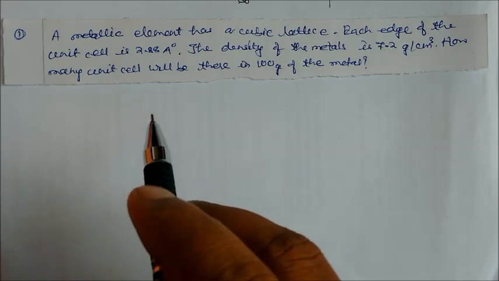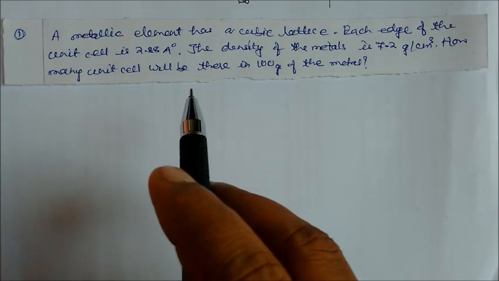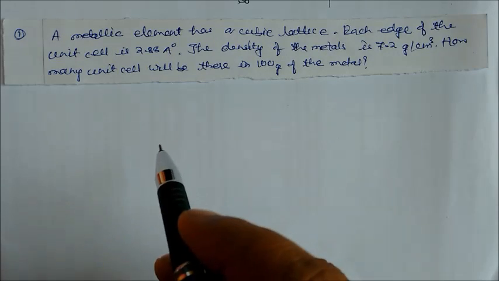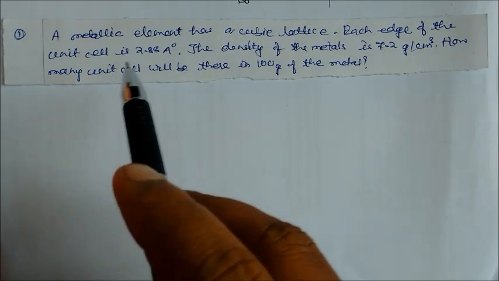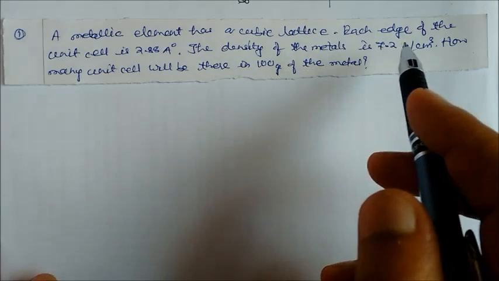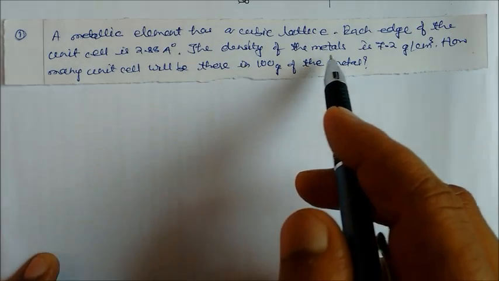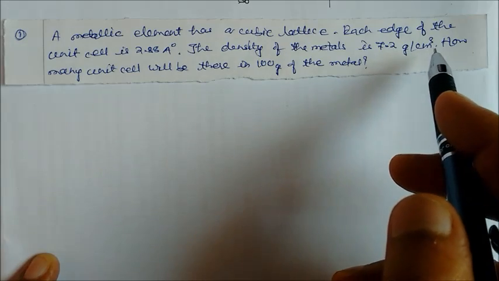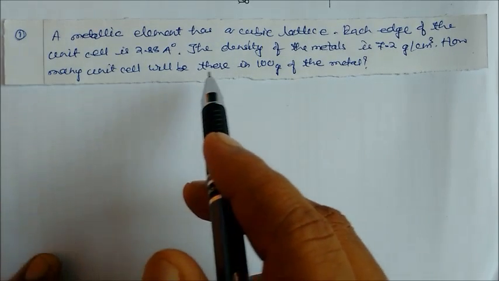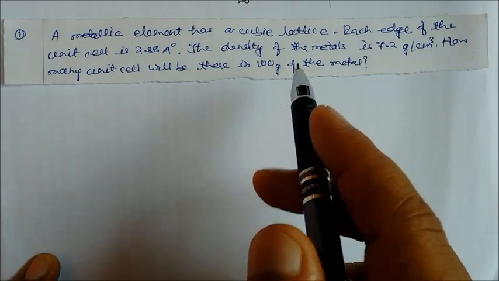We'll solve some problems based on the solid state chapter, and the topic is unit cells. Here, a metallic element has a cubic lattice. Each edge of the unit cell is 2.88 angstrom. The density of the metal is 7.2 gram per centimeter cube. How many unit cells will be there in 100 gram of the metal?